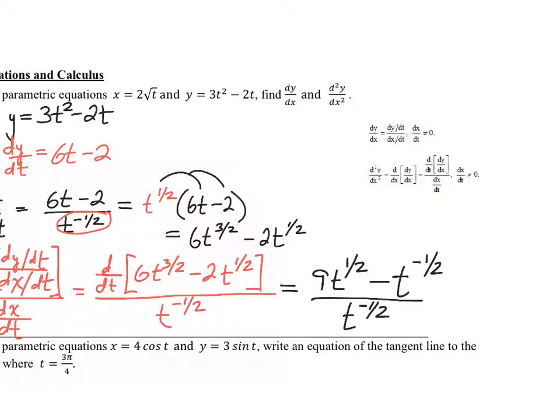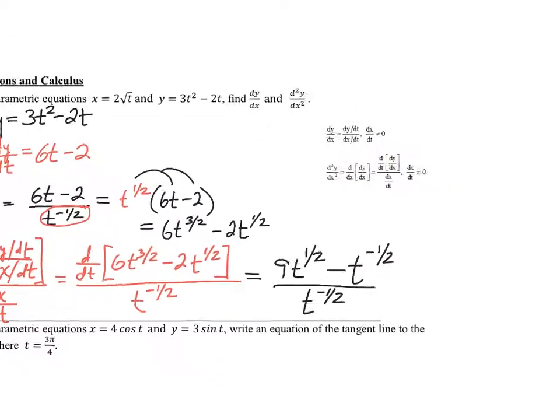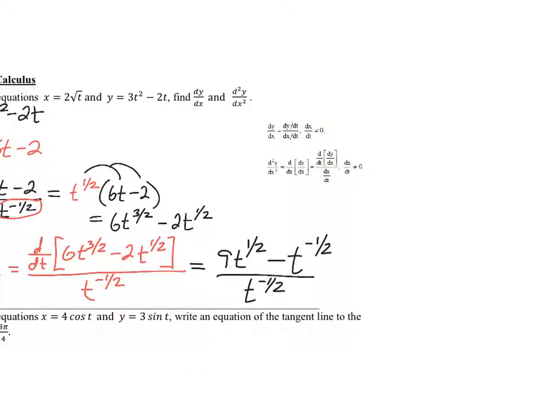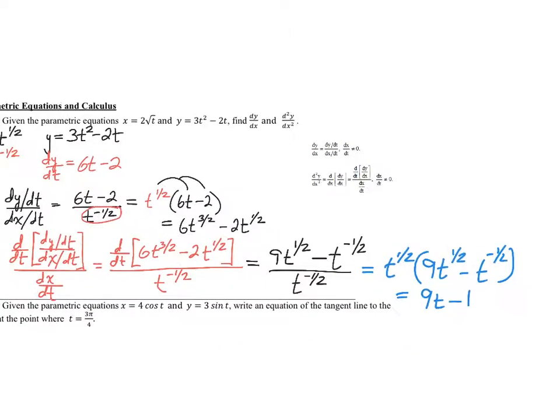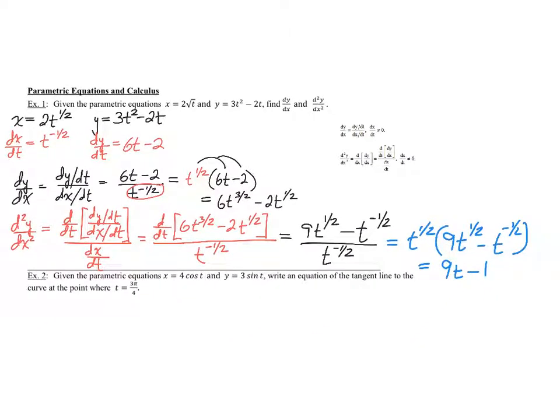And like I said, it's up to you if you want to go further with it. It actually kind of cleans up pretty nicely if you go further. Because it would be the same as saying t to the 1/2 times 9t to the 1/2 minus t to the negative 1/2, and then run it through. Keep the base, add the exponents, you get 9t minus 1. So a lot nicer than you would probably expect. And that tends to happen.